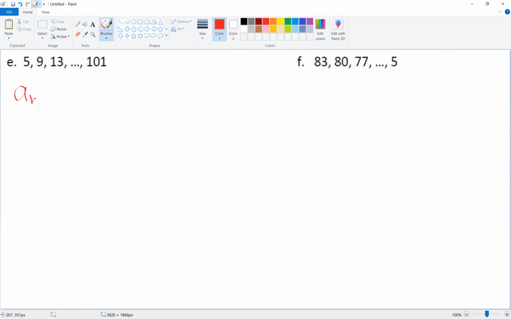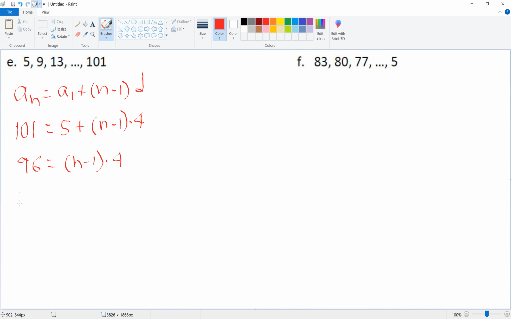Remember, an is a1 plus n minus 1 times d, correct? Yeah. In this case, an is 101, a1 is 5, and d is 4. If you subtract 5, this would be 96, which is n minus 1 times 4. So n minus 1 is 24. N is 25. This is how we do it with the formula.